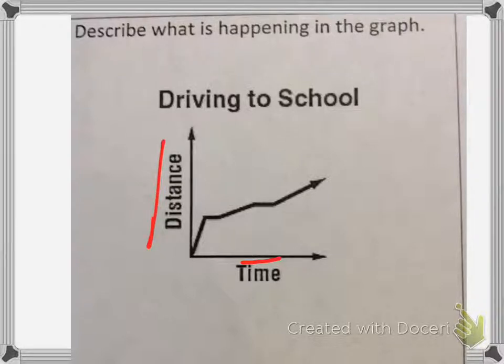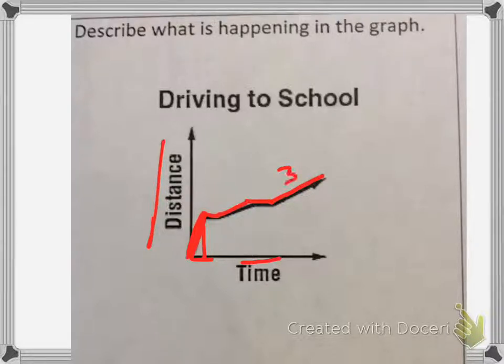So again, if we're looking at time, very little time goes past, but we go a large distance. Look how steep that is. The steepness of that tells us that we went a large amount of distance fast. Then we probably stopped right here. Then we're increasing our distance very slowly right here. It looks like we stopped here, and again we're increasing at a constant speed here.